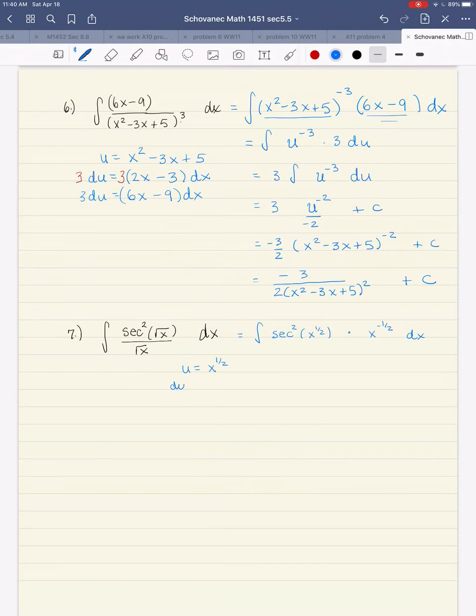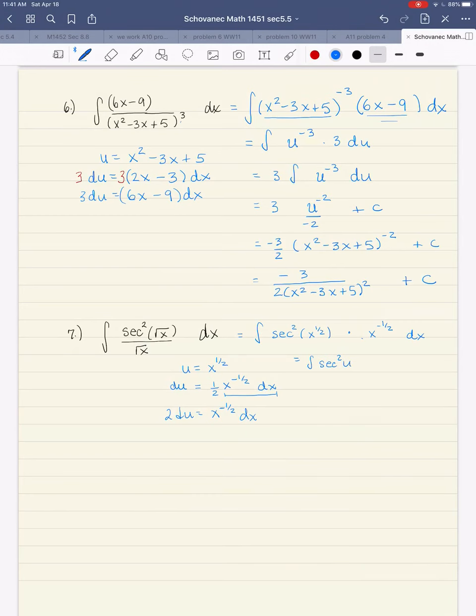So again, start with the stuff inside, the x to the 1/2. Then you take its derivative and you get 1/2 x to the negative 1/2 times dx. du is u prime times dx. Well, I've got the x to the negative 1/2 dx, but I don't have the 1/2. So let's take this line down here and multiply both sides by 2, so that we have 2 times du is x to the negative 1/2 dx.